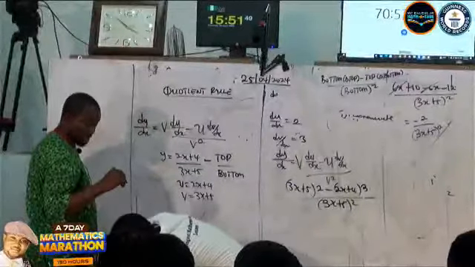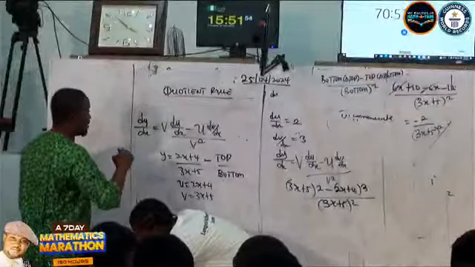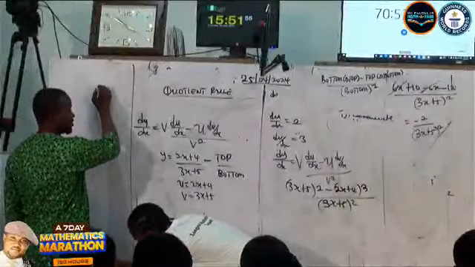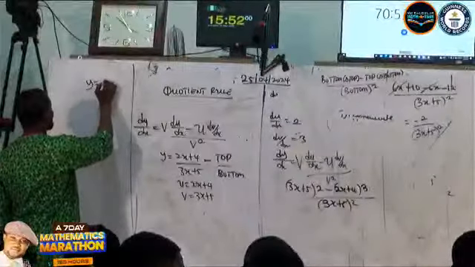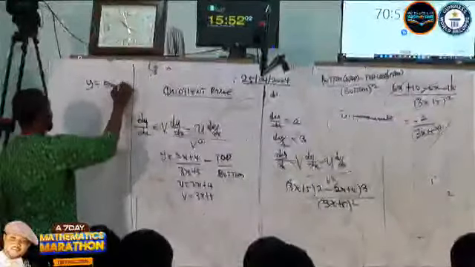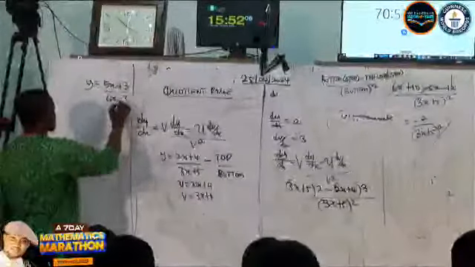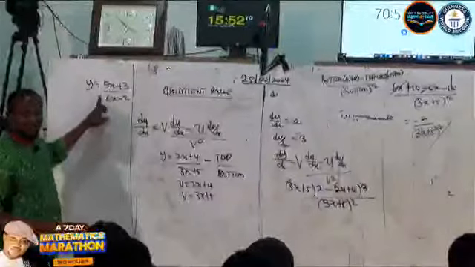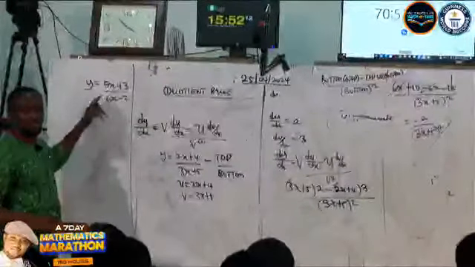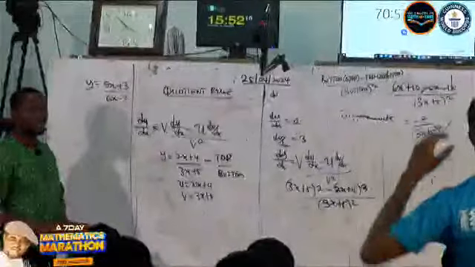Now differentiate y equals 5x plus 3 divided by 6x minus 2. What is this? Which rule is this? Quotient rule. But nobody will tell you, use the quotient rule.